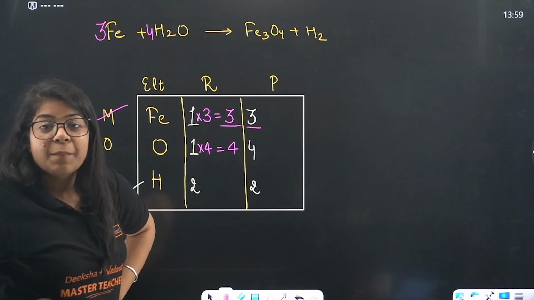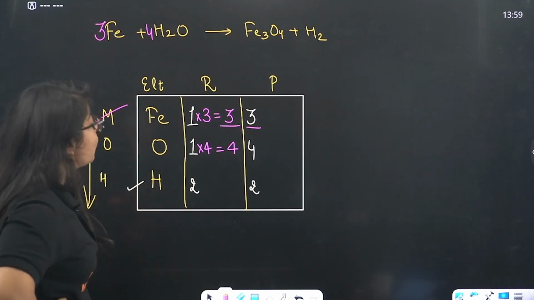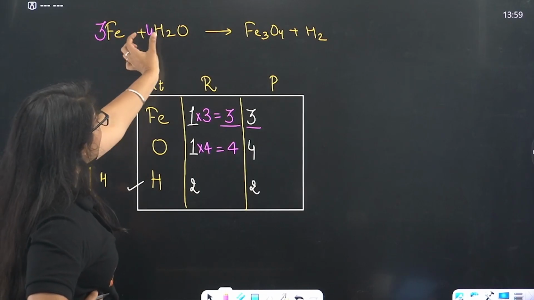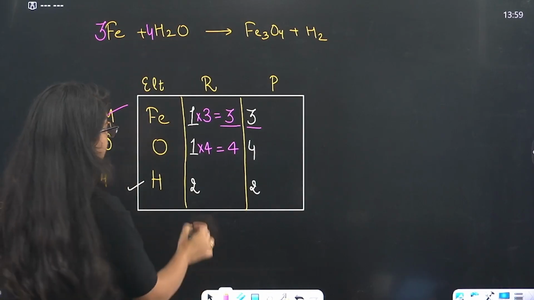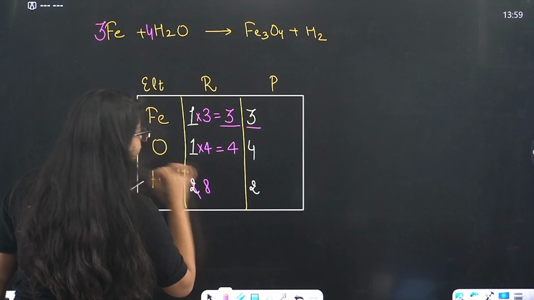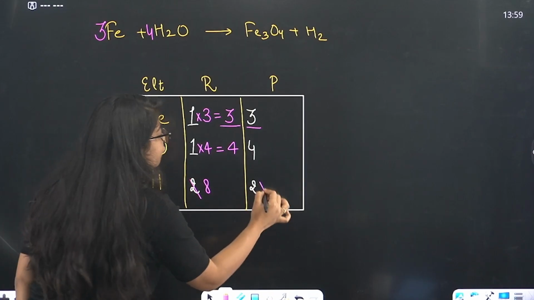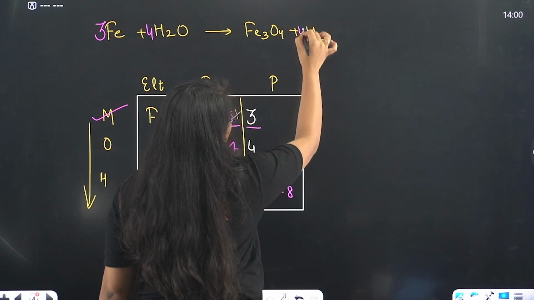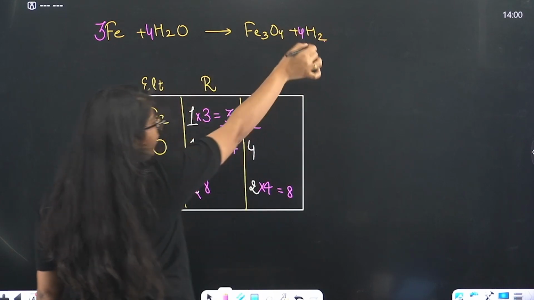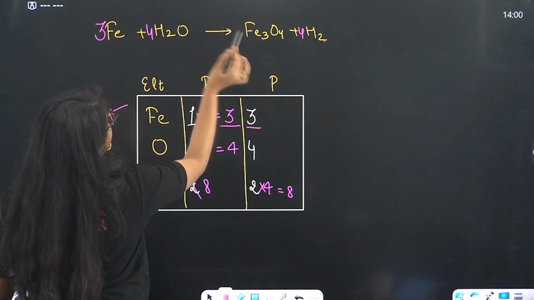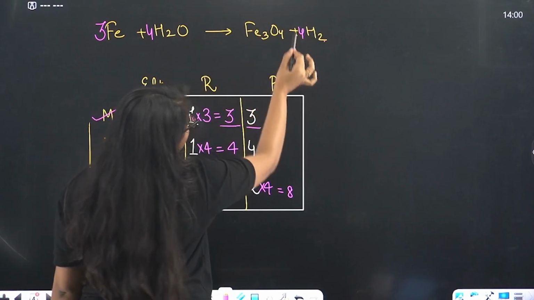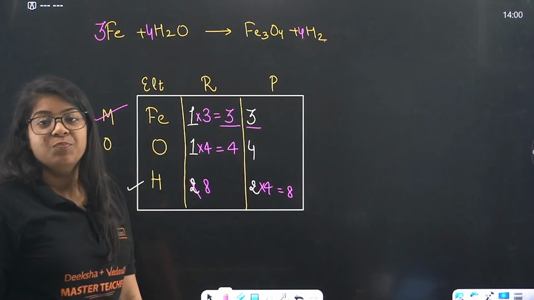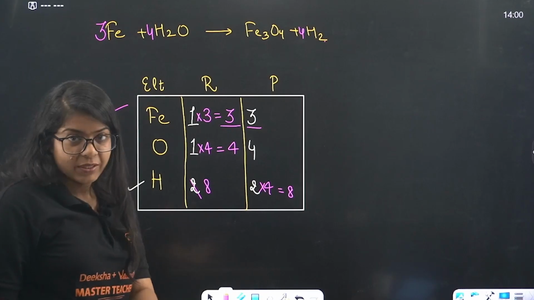Is the balancing complete now? No, ma'am. In trying to balance oxygen, we unbalanced hydrogen as well. Now hydrogen is how much? 4 into 2, 8. So cut this 2 and write 8. Now, 2 into 4 is 8. So I will write 8 and put 4 here. Now see, 3 iron, 8 hydrogen, 8 hydrogen, 4 oxygen, and now it is balanced. Understood?